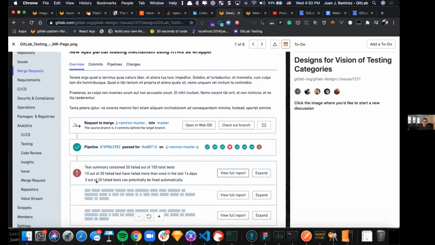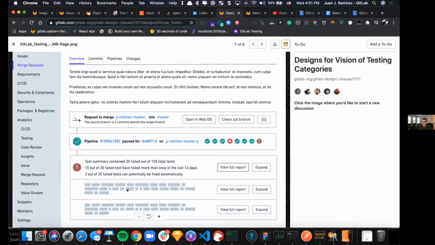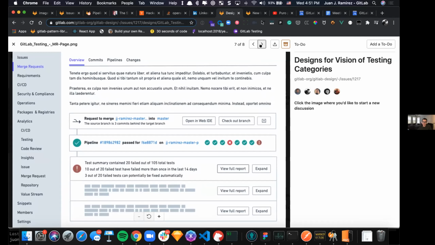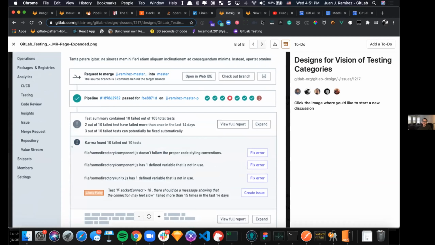But as I was exploring this, another thing that came to my mind was that there are also things that are potentially fixable in an automatic or semi-automatic way. Many of those things I mentioned before are likely linting issues and that type of stuff, very small stuff. But the vision is that if we can correctly identify what type of issue was created from that test, for instance, this one doesn't follow the proper code styling conventions, right?